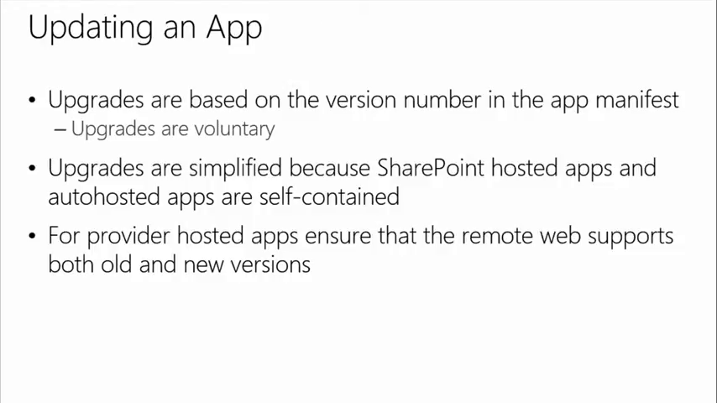So if you put an app in the store and lots of people are using it, and it's been installed into a whole lot of different sites and tenancies, then if you're doing a provider or remote hosted app, you've only got one back end. So you have to consider what happens when half of those tenancies have upgraded to the new version. Your back end of the app has to be able to support both of those versions.